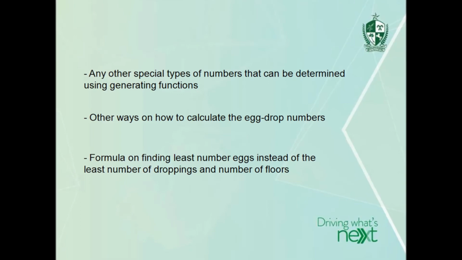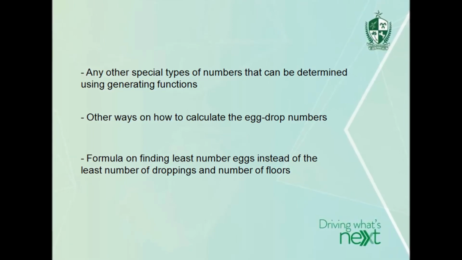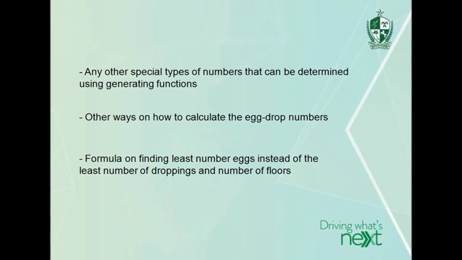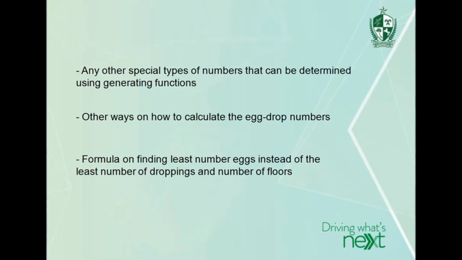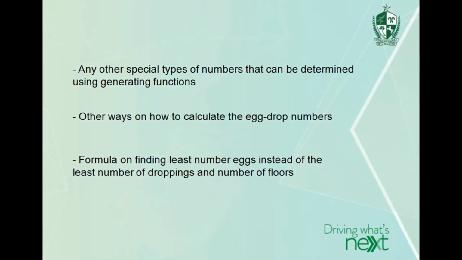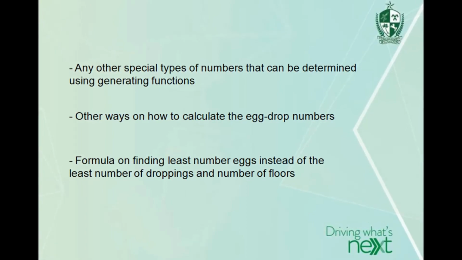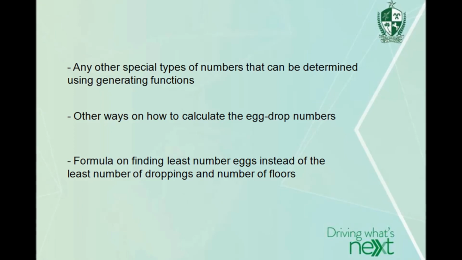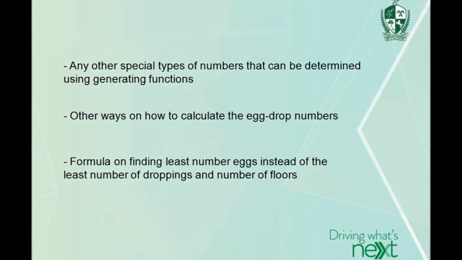For the recommendations of the paper, first, are there any other special types of numbers that can be determined using generating functions? Second, are there any other ways in which we can calculate the egg drop numbers? And lastly, is there another formula for finding the least number of eggs instead of the least number of droppings and number of floors?